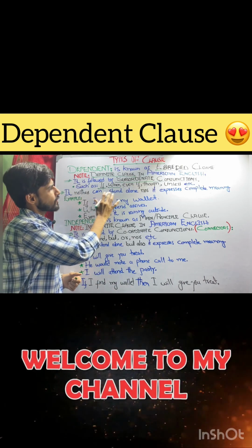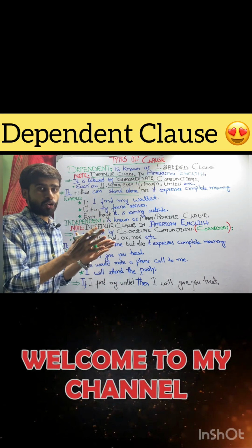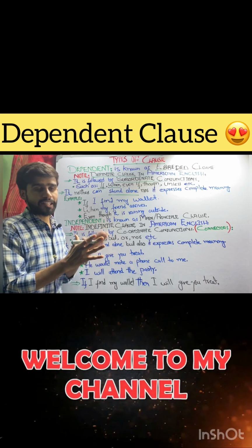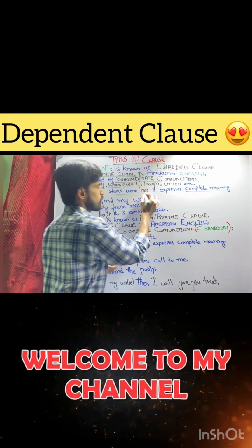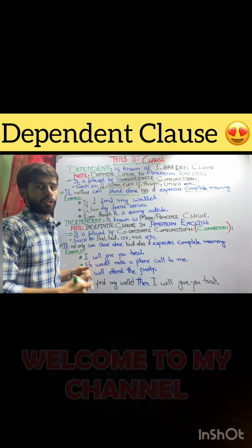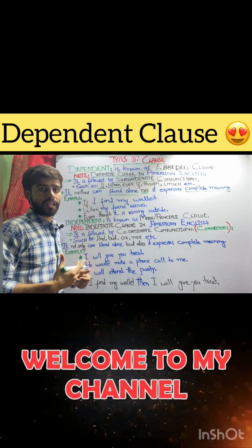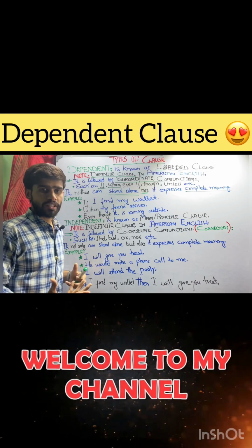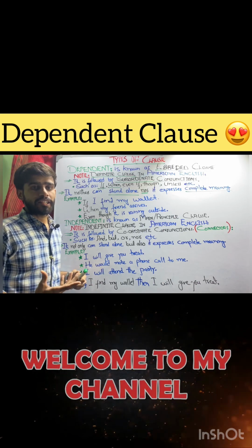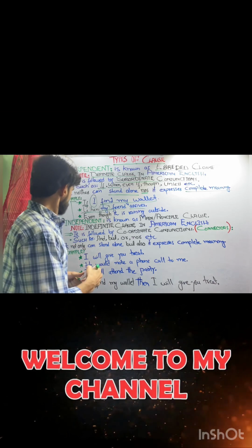It neither can stand alone, and that's why it cannot be a sentence by itself. It cannot express complete meaning. Even though dependent clause has subject as well as predicate, it does not give a particular, a specific sense of meaning like independent clause.